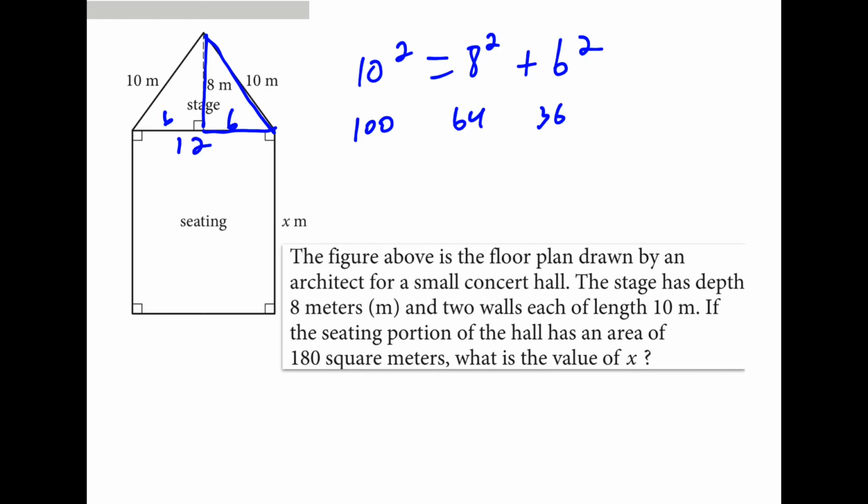So the top of that rectangle, or the width of it, I suppose, is 12. They tell us that the area down here is 180. So I can take 180, divide that by 12, and whatever I get is x. And the answer is 15.